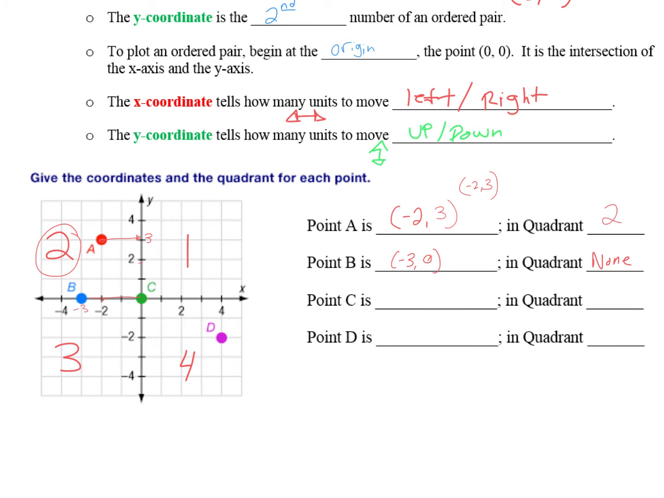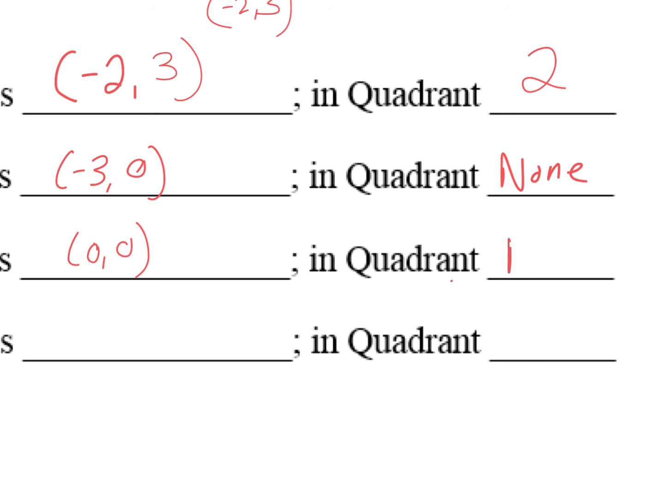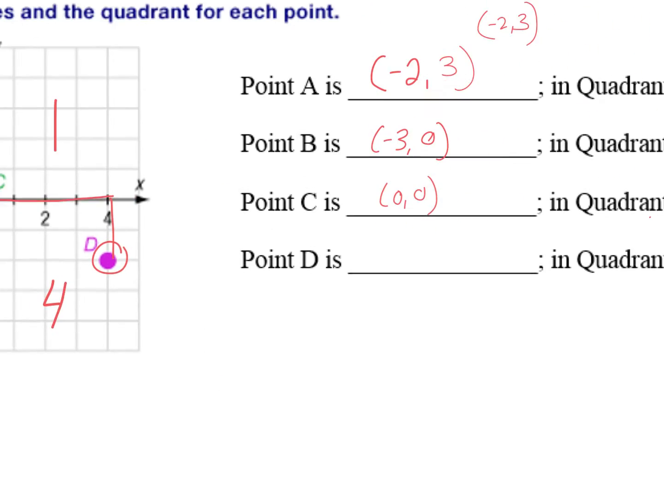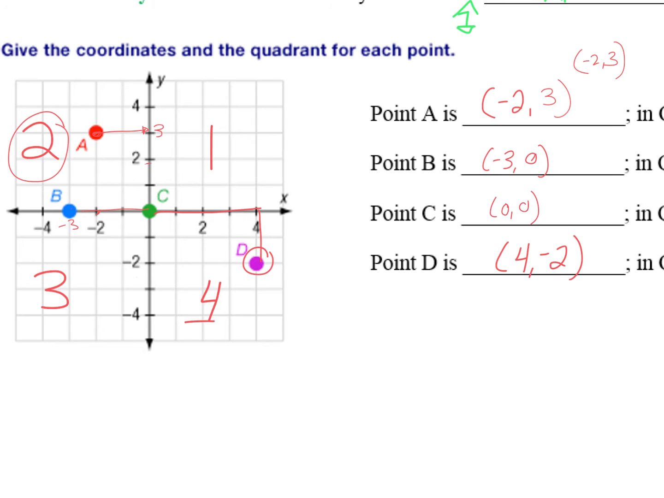Now why don't you go ahead and try to find point C and D. Pause the video here, and then we'll check and see how you did. All right, so point C actually is right in the origin there. It doesn't move at all, so it's (0, 0), which would also be on your x and y, so it is not in a quadrant. And point D, you go over to 4 and down to -2. So our x was 4, and we went down to -2, which fell in quadrant 4.